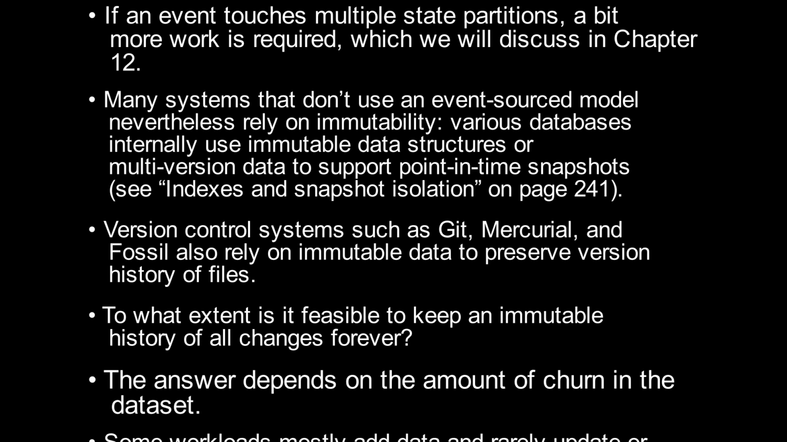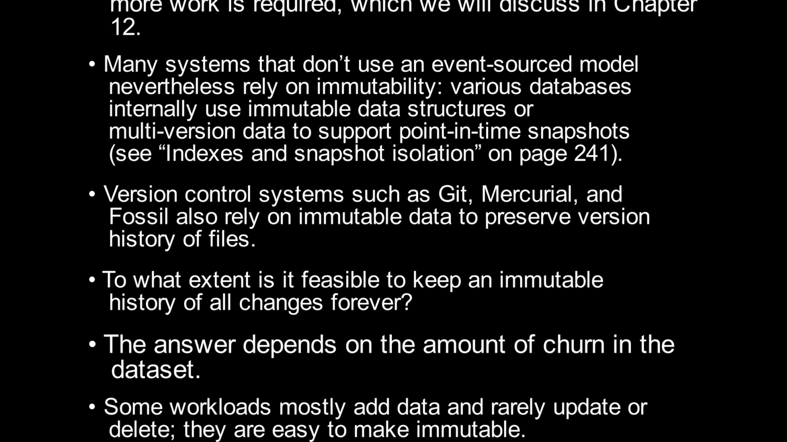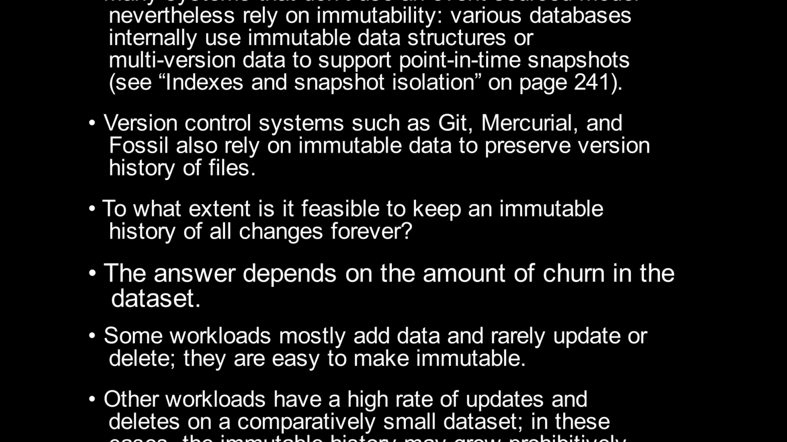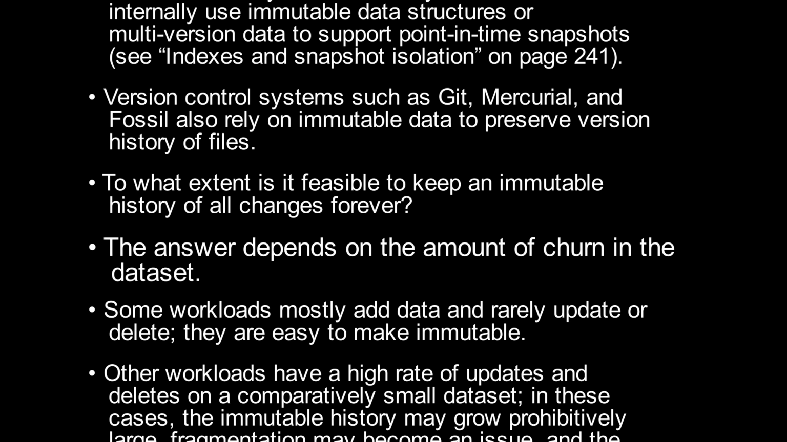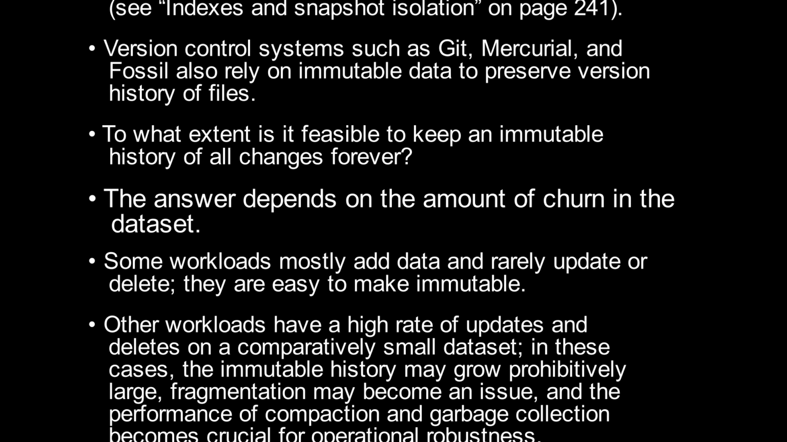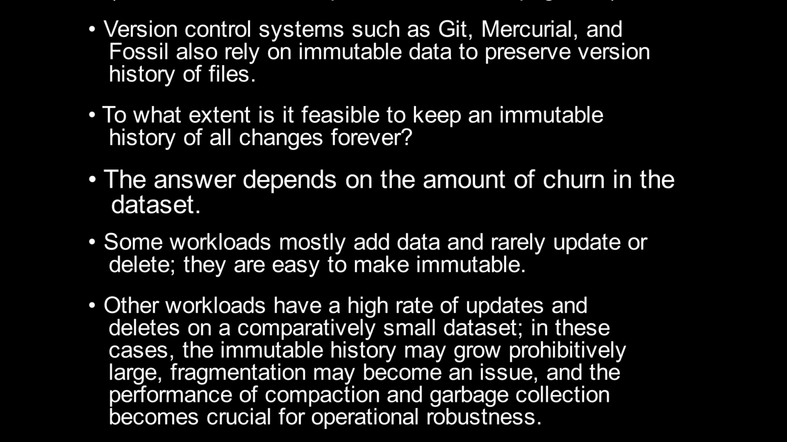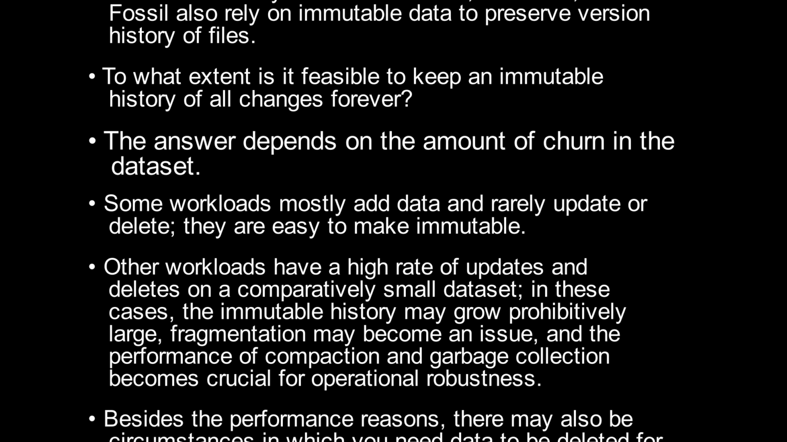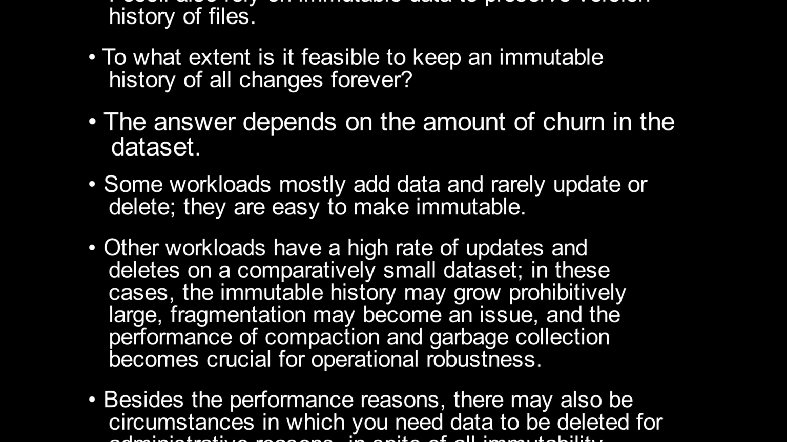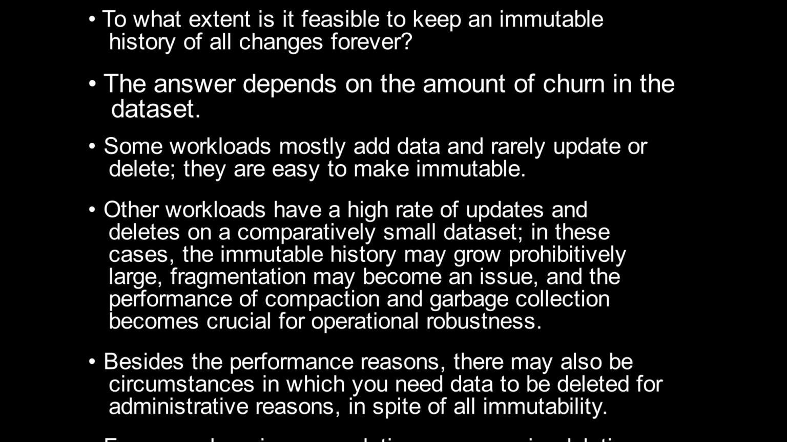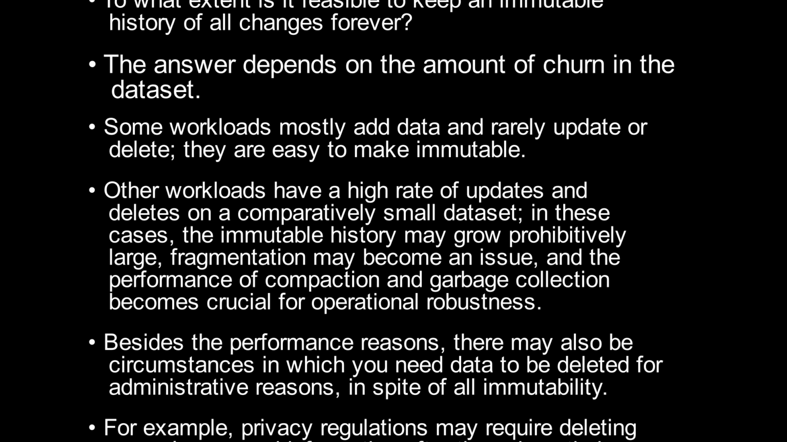To what extent is it feasible to keep an immutable history of all changes forever? The answer depends on the amount of churn in the dataset. Some workloads mostly add data and rarely update or delete. They are easy to make immutable. Other workloads have a high rate of updates and deletes on a comparatively small dataset. In these cases, the immutable history may grow prohibitively large, fragmentation may become an issue, and the performance of compaction and garbage collection becomes crucial for operational robustness.